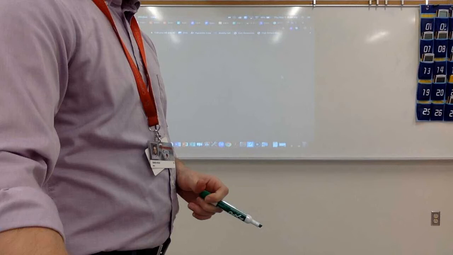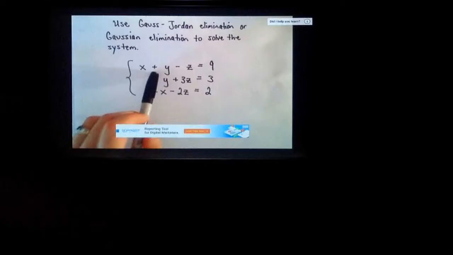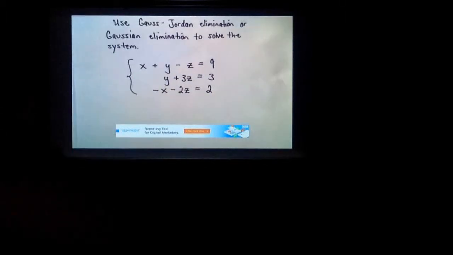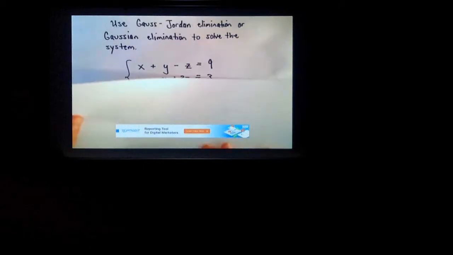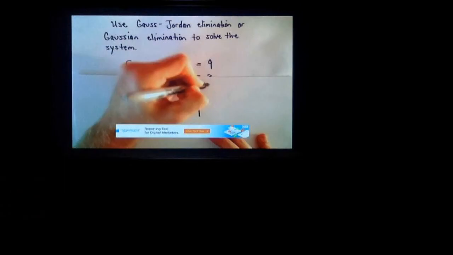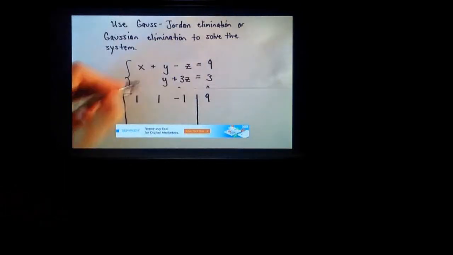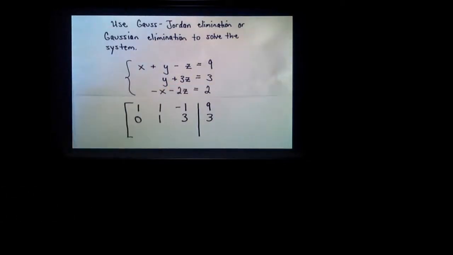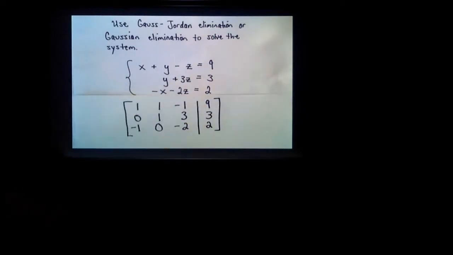Okay, here I'm going to use Gaussian elimination to solve a system of equations. We've got x plus y minus z equals 9, y plus 3z equals 3, negative x minus 2z equals 2. So the first thing I'm going to do is write down my augmented matrix. So from the first row, our coefficients are positive 1, positive 1, negative 1. Our constant is 9. Our second row, we have 0x, we have 1y, we have 3z. Our constant is 3. From our last row, we have negative 1x, we have 0y, negative 2z, and our constant is positive 2.